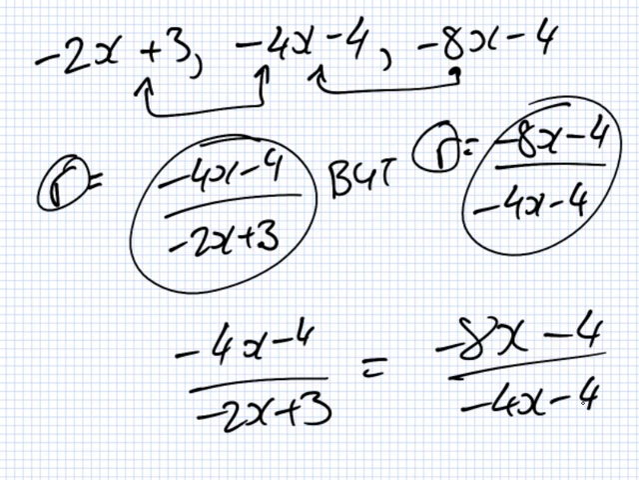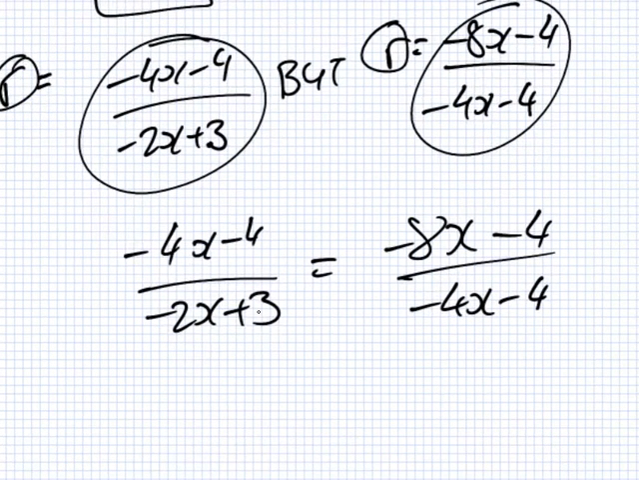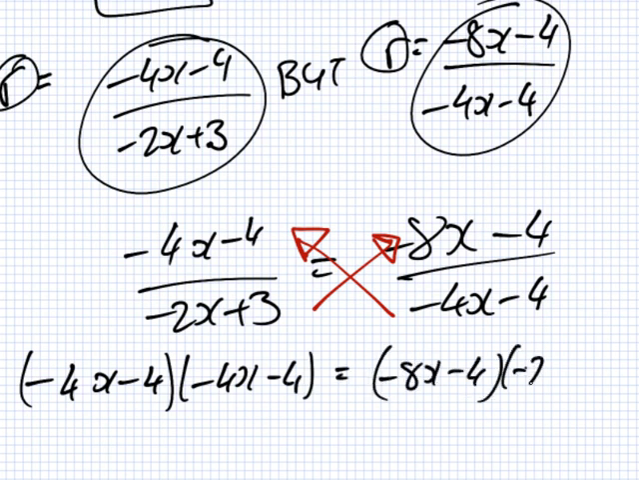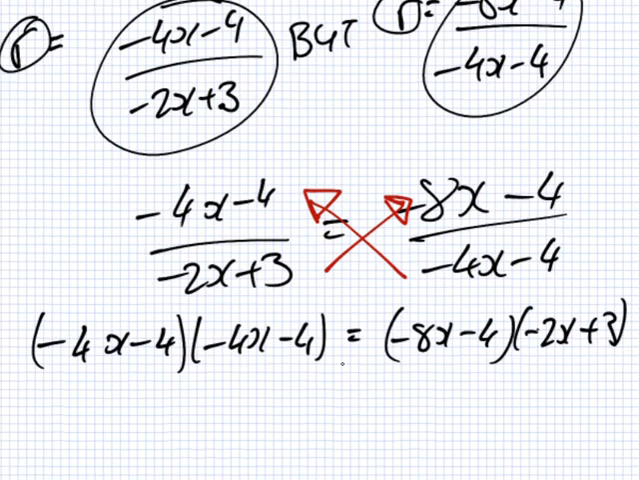Okay, now what to do next? Yeah, what's this called? The thing. Ah, the thing. Sure, why didn't you say that? What's this verb here? Cross multiply. Cross multiply. So minus 4x minus 4 squared equals minus 8x minus 4 multiply minus 2x plus 3.